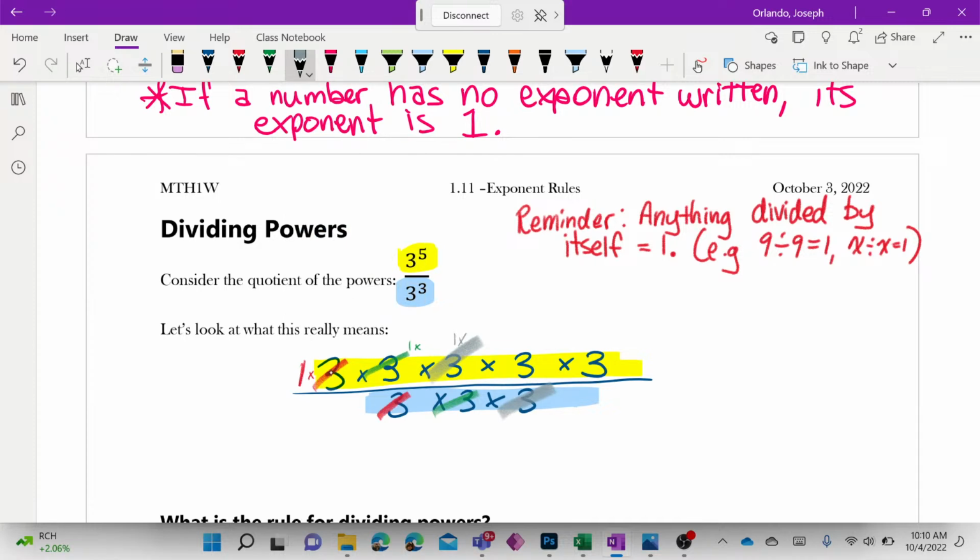And what do I end up with? This 3's been reduced to 1. This 3's been reduced to 1. This 3's been reduced to 1. There are no 3s left on the bottom. And what am I left with? 1. What's still up here?